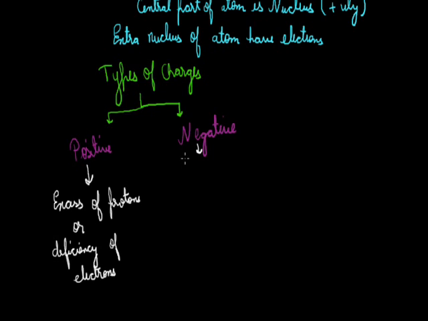While if we talk about negative charge, the negatively charged particle in the atom is the electron. So if there is an excess number of electrons, then it will impart the negative charge on the body. So it may be defined as excess of electrons or deficiency of protons.